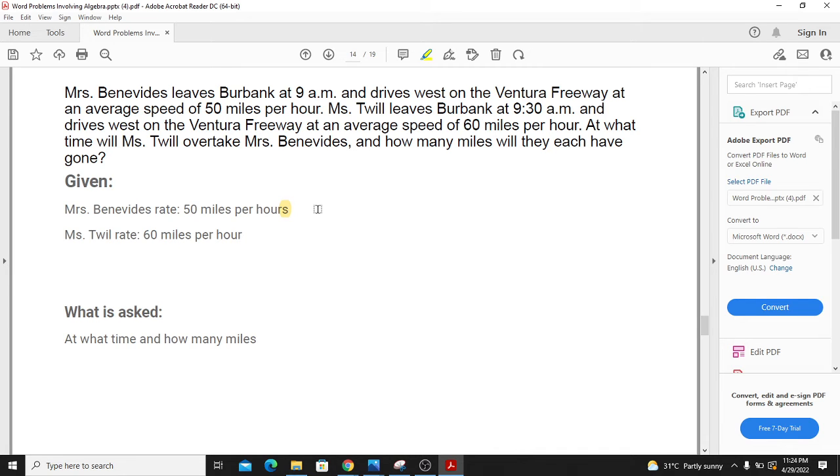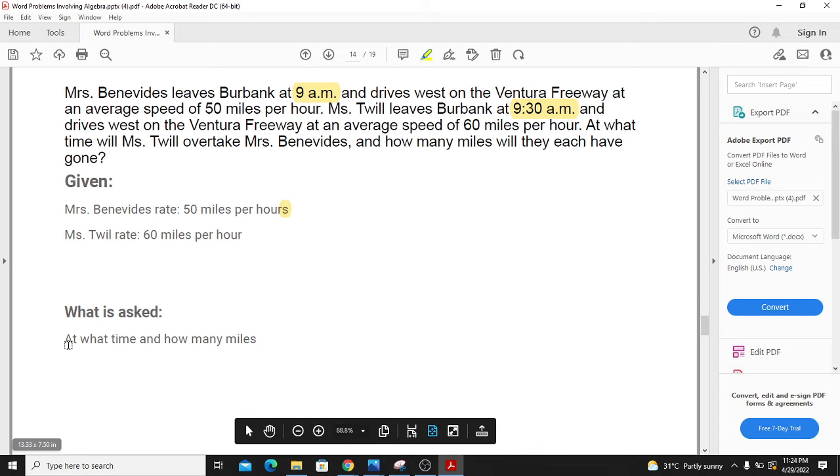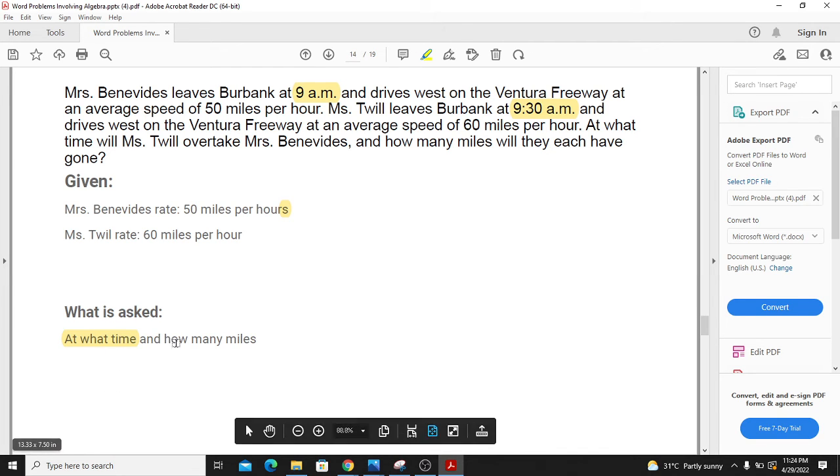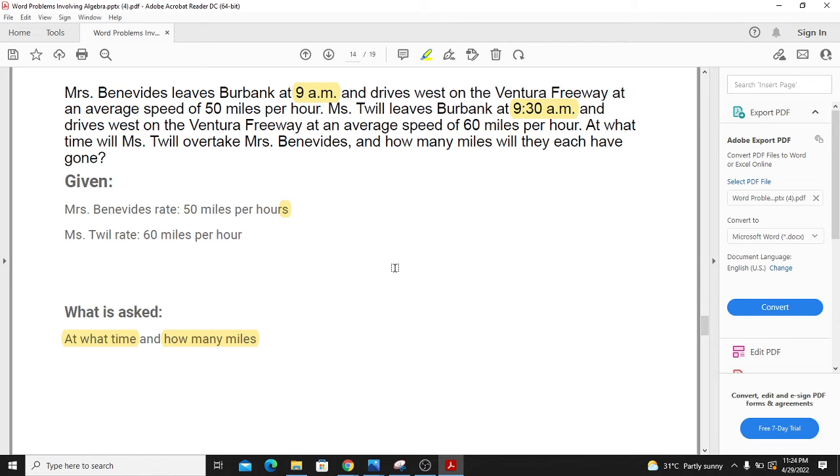Okay, so we should have here another one. So Mrs. Benavides leaves at 9 a.m. and then Miss Tewell leaves at 9:30 a.m. So what is asked? At what time will Miss Tewell overtake Mrs. Benavides? So we will be finding out the time and how many miles will they each have gone. So remember, we will need to find the distance.